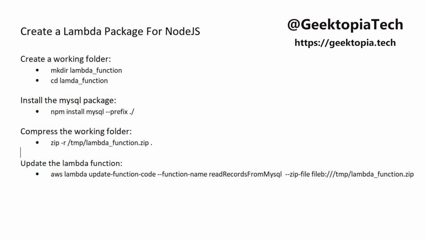Today, we're going to create a Lambda package for NodeJS that utilizes the MySQL package. To accomplish this, we'll start by creating a working folder. Next, we'll install the MySQL package using the npm package installer. And finally, we'll compress this package and update our Lambda function. Let's get started.